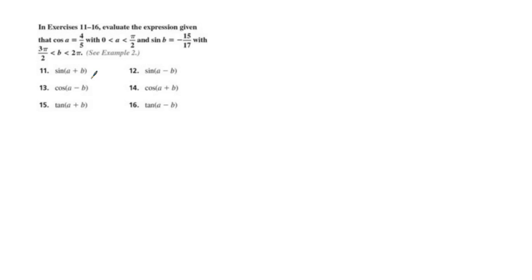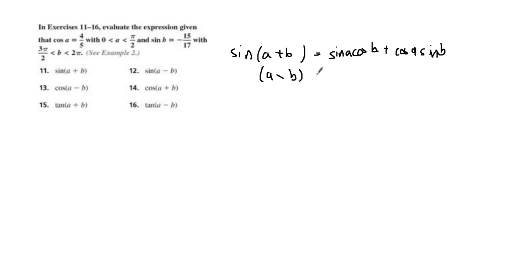So what we can do in this case is we can just use all the identities that we've already been using. Find sine A plus B, which is equal to sine A cosine B plus cosine A sine B, because the minus is minus, so the plus is plus. And for A minus B, it'll be sine A cosine B minus cosine A sine B.